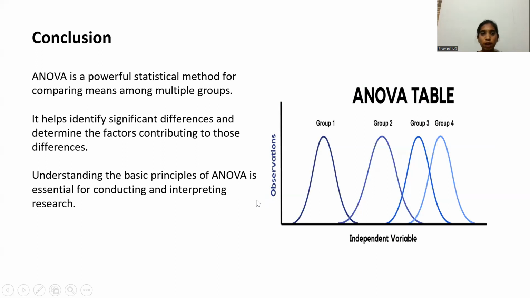Conclusion. ANOVA is a powerful statistical method for comparing means among multiple groups. It helps identify significant differences and determine the factors contributing to those differences. Understanding the basic principle of ANOVA is essential for conducting and interpreting research.